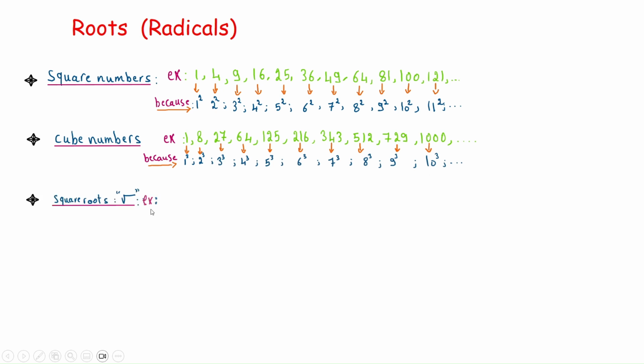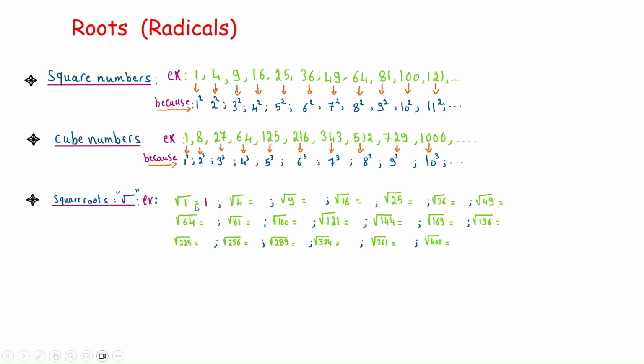Now the square roots. We know that this is the sign of the square roots. We have all of these to work out. Let's do them together. The square root of 1, we're supposed to know that is 1. The square root of 4 is 2. The square root of 9 is 3. The square root of 16 is 4. 25 is 5. The square root of 36 is 6. 196 is 14. The square root of 225 is 15, and so on. Again, you're supposed to memorize all of them.